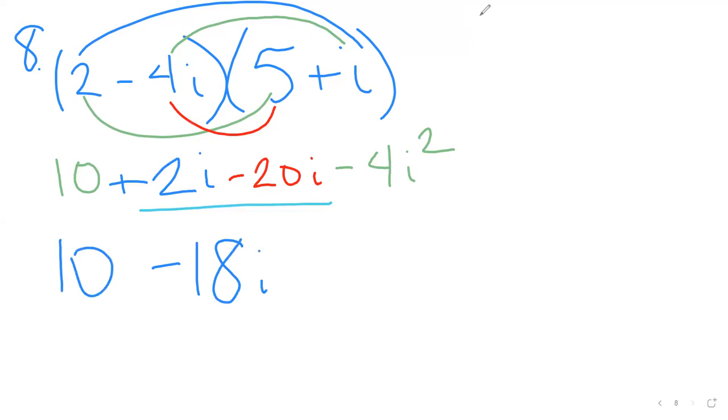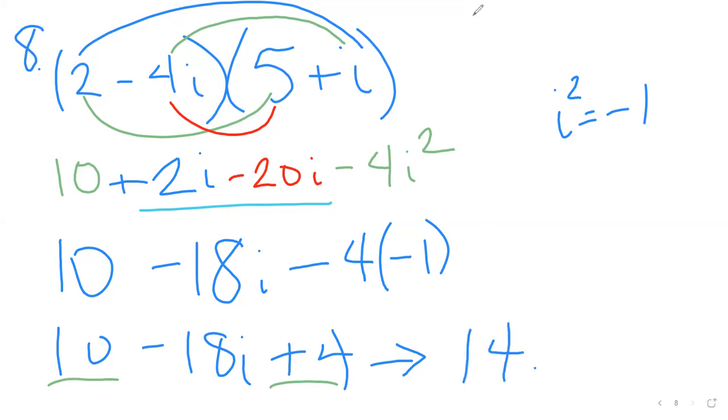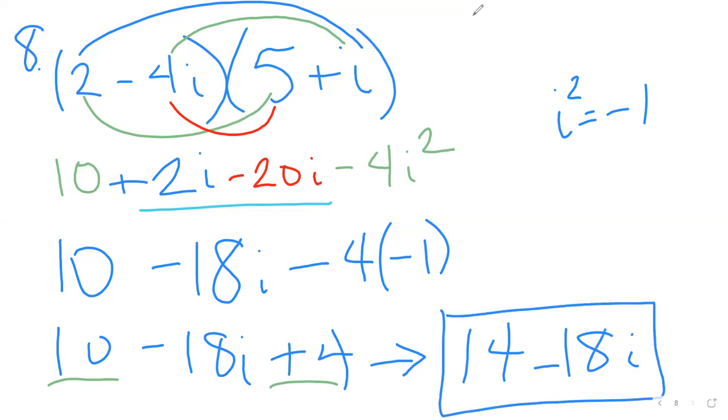10 coming down, and then recall i squared simplifies to negative 1. So we're going to do minus 4 times negative 1 in the place of i squared. That will give us 10 minus 18i plus 4, since we've got two negatives multiplied together that becomes plus 4, which would then simplify to 10 plus 4 are like terms here. 10 and plus 4 for 14 minus 18i. There we have it in our a plus bi form, 14 minus 18i.